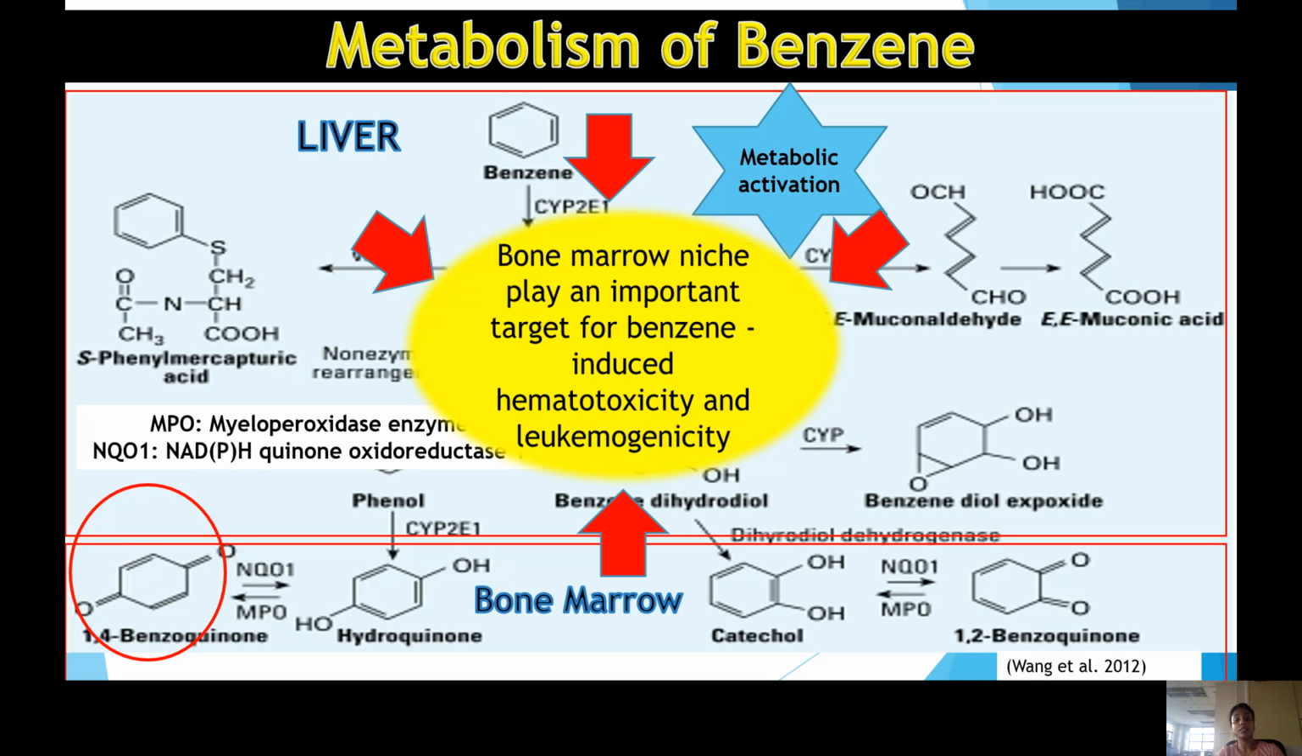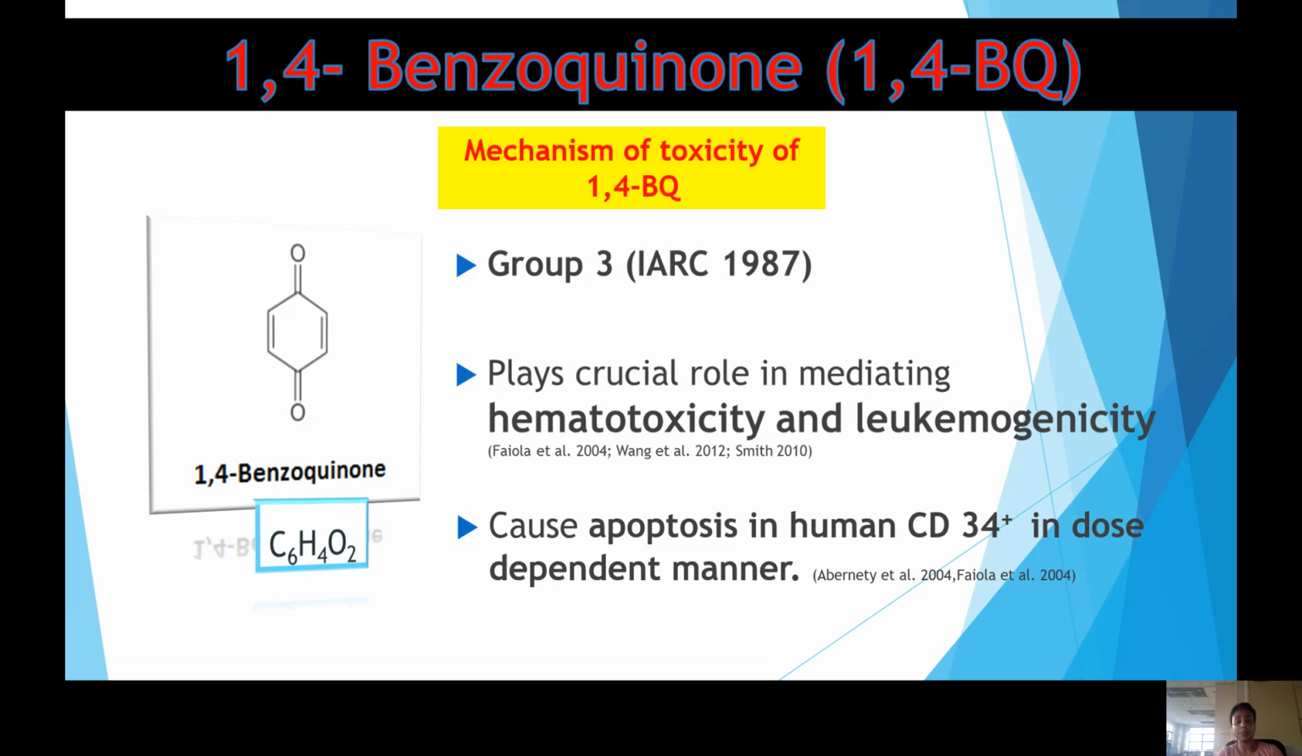Overall, the metabolism of benzene involves two pathways which happen in the liver and also in the bone marrow. In the liver, metabolic activation produces phenol, which is then metabolized by the enzyme MPO, also known as myeloperoxidase, and the enzyme NQO1, to produce 1,4-benzoquinone and hydroquinone, which are very reactive, and have been reported to induce hematotoxicity and leukemogenicity.